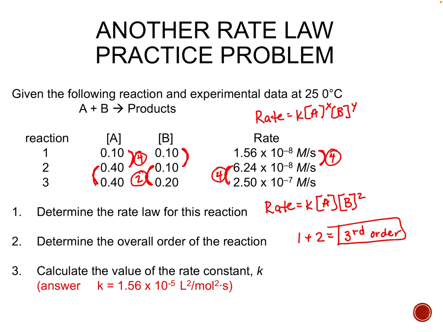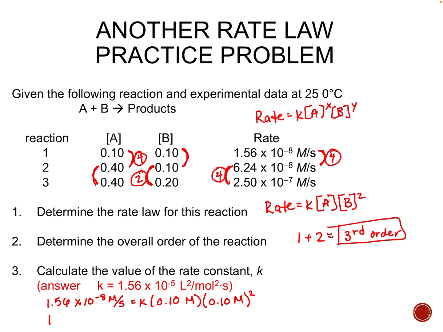When we do this, we'll just plug our numbers into our rate law. Again, it doesn't matter which one of these experiments you use. I typically use the first one because it's the first one, but you can use any of them that you like. So our rate is 1.56 times 10 to the minus 8 molarity per second, and that is equal to k, which we're trying to find, times our concentration of A, which is 0.10 molar. These are always going to be in molarities. No exponent on that. And then our concentration of B is 0.10 molar, and that one is squared.